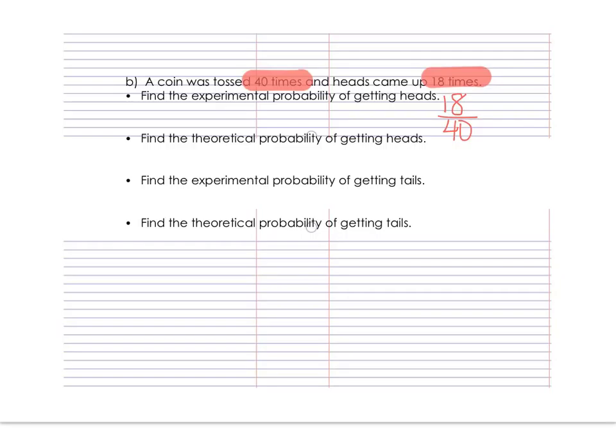Then we want to go ahead and simplify. If I take a look, I can divide a 2 out of both of them. So my simplified fraction is 9/20. Now, what did we talk about earlier today? What is our theoretical probability of getting heads? How many ways can I get a head on one coin? One. And the coin can land two ways, heads or tails.